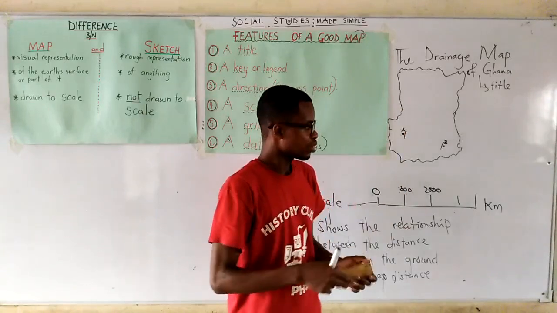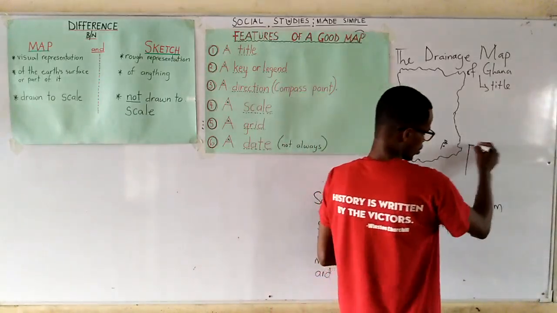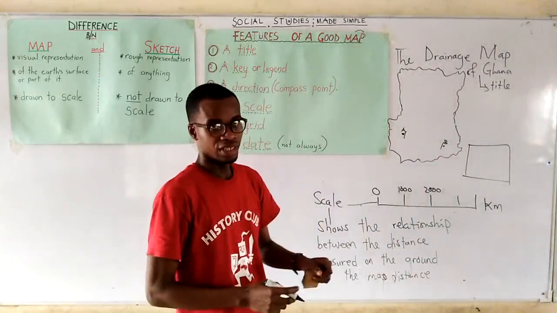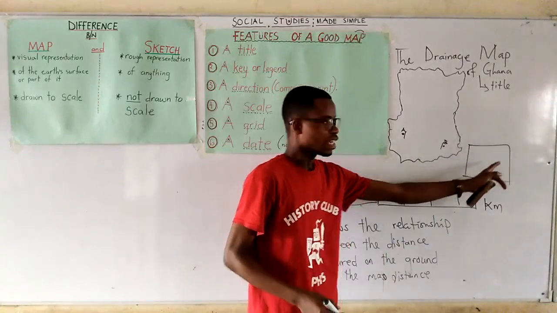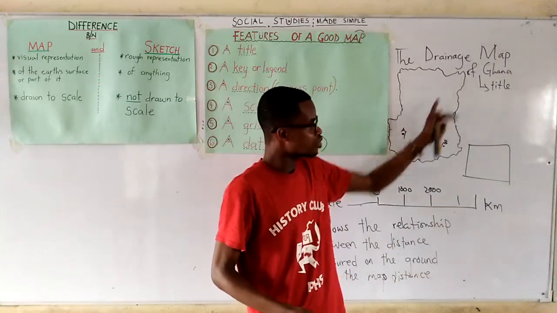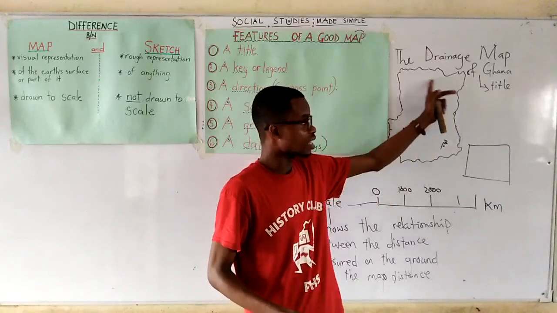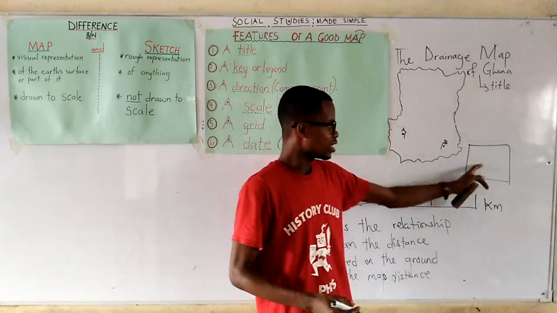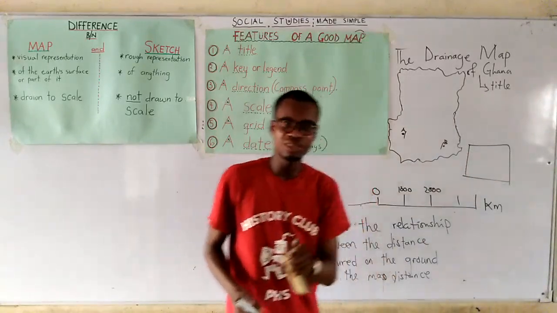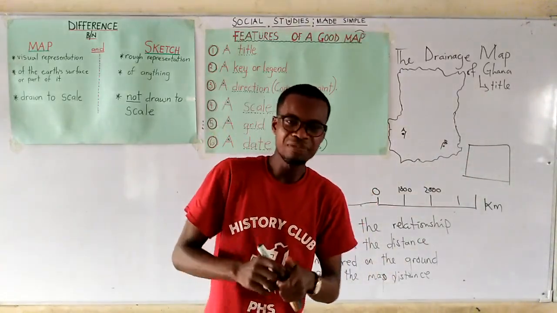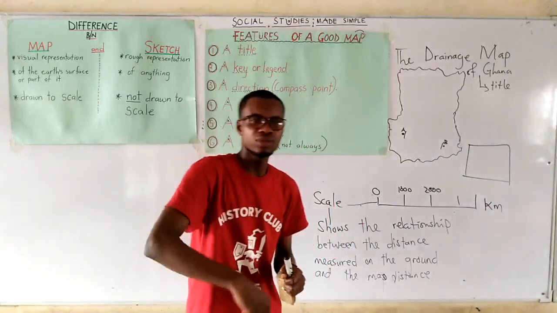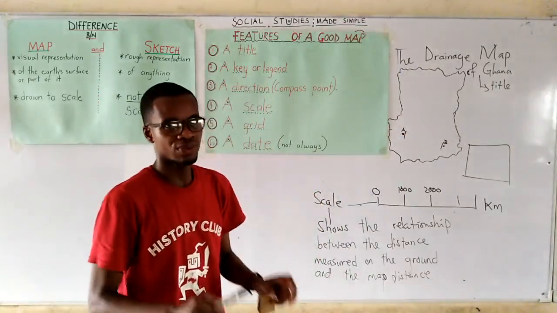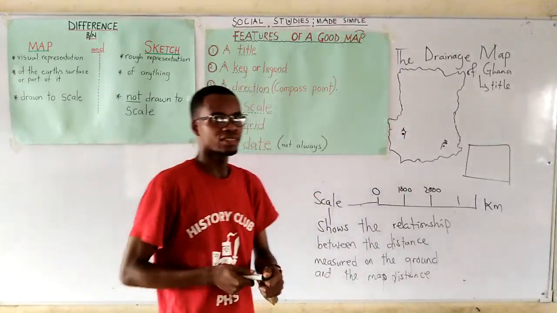Now these symbols, you find them being located in a certain box. Normally they put it down there and you write key or legend. And you see the names of the things that they have used, the colors, the signs, the symbols that they have used in the map. You find them here and then you see their names. So the key or the legend helps you to interpret the map, because it shows the meaning of symbols and the meaning of colors used in the map. That is what the key or the legend does.